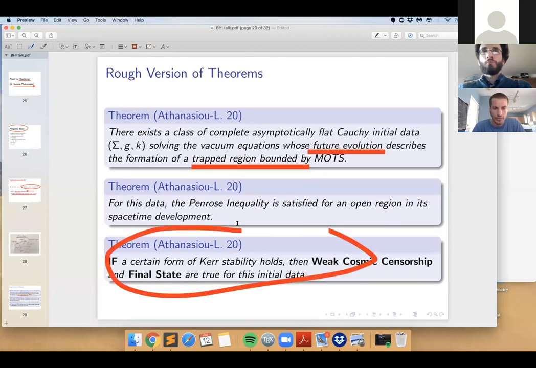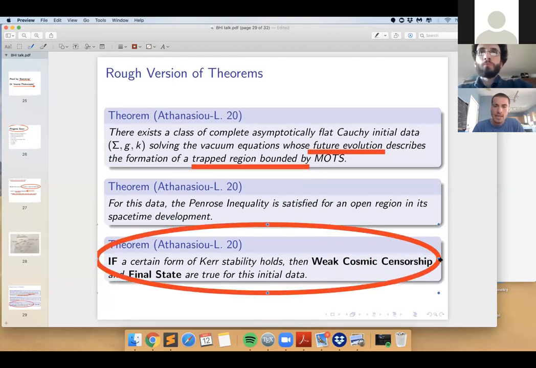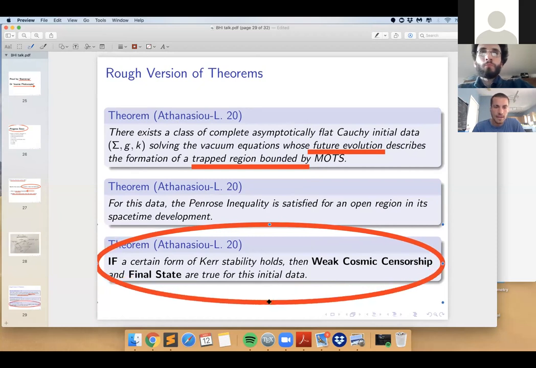Perhaps most important is this. This is telling us that if a certain form of Kerr stability holds, which in particular we don't know if that's the form that's going to be proven in the next 2 or 3 years, because those theorems aren't out yet, and these works are very long, very complicated works, then we can show that weak cosmic censorship and the final state conjecture are true for this initial data. What that means is that we found essentially a connection between Christodoulou's formation of trapped surfaces result and the Kerr stability result.